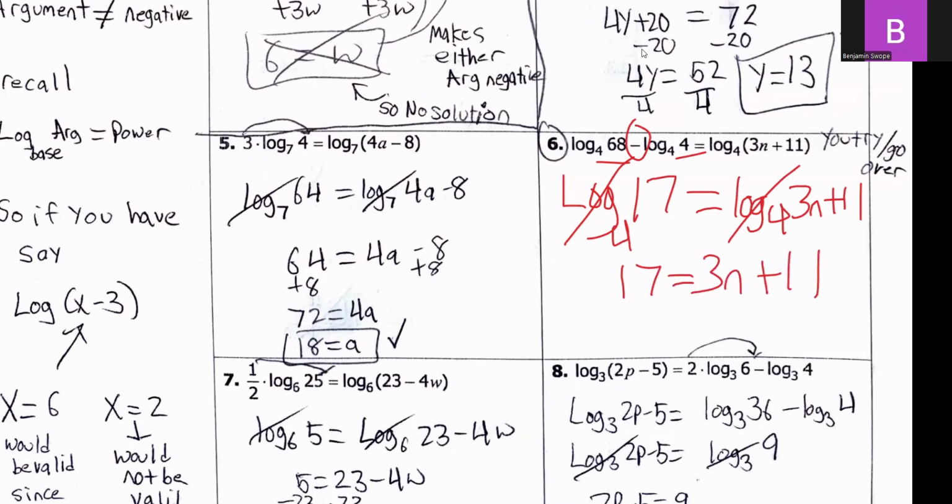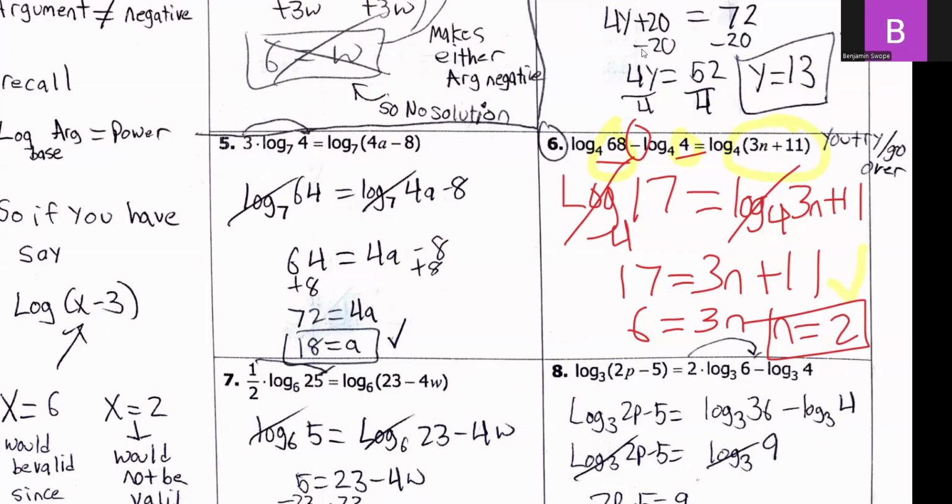And sorry, I don't have a lot of space. I would subtract the 11 over, I'd get 6. Divide by 3, I should get 2. And like I said, just check if any of these arguments would equal 0. If it's a number, obviously, there's nothing that's going to change. So like these ones are fine. And if I plug 2 into that 3n plus 11, no problems. It's going to be positive.